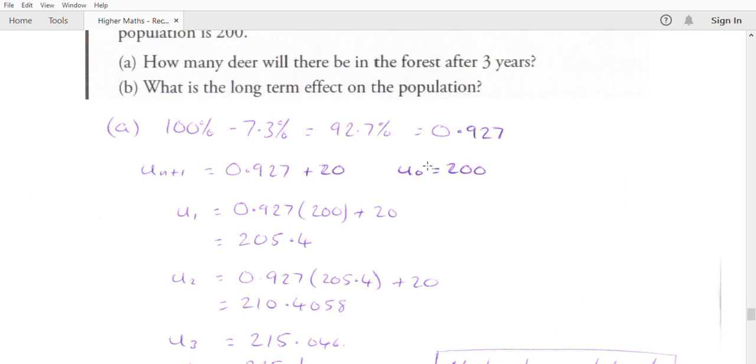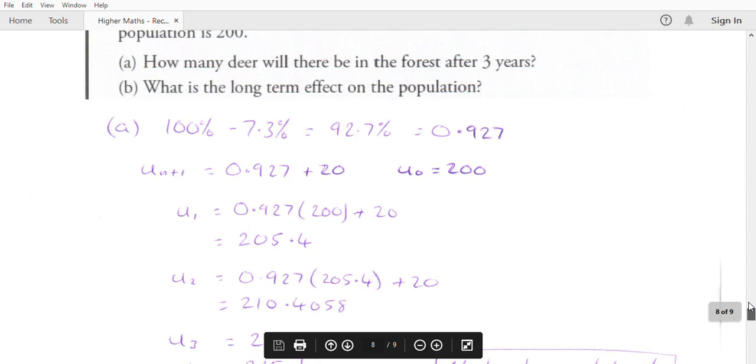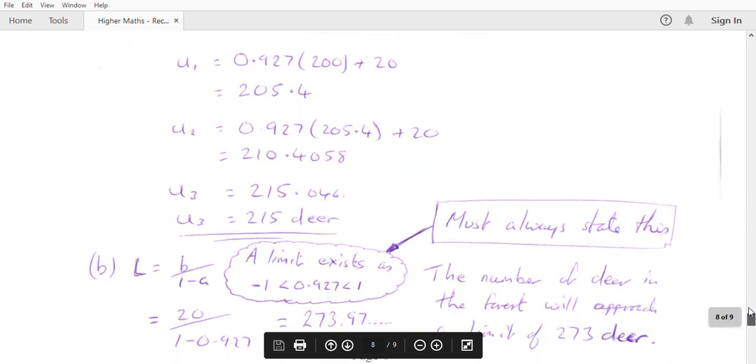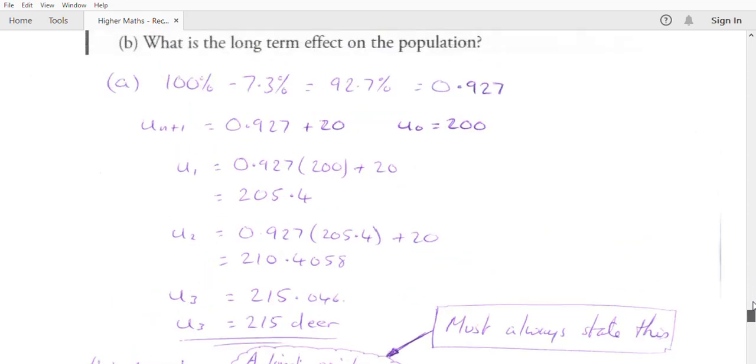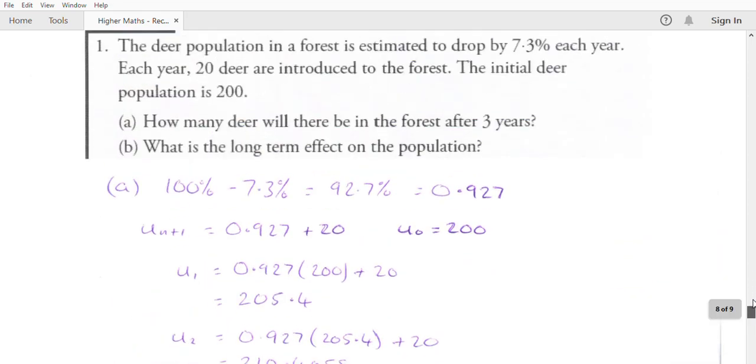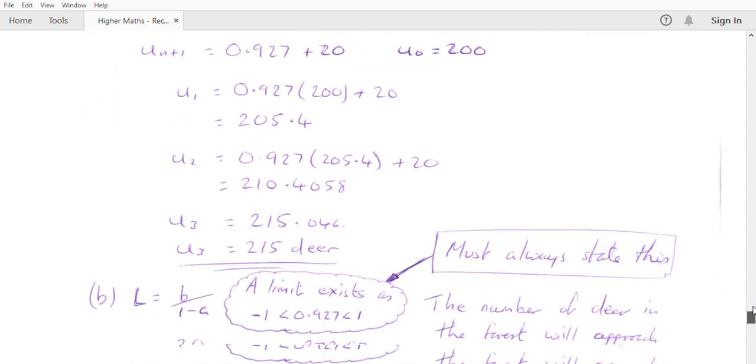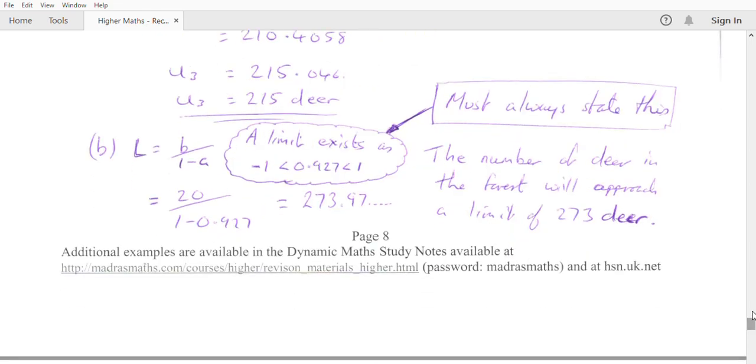Remember, we need our initial amount, we need our u_0. Then a little bit of number crunching using a calculator. u_1 is 0.927 multiplied by u_0, plus 20. And then calculate u_2 and u_3 in the same way. Nothing new there, but here's the new part, the limit part. What is the long-term effect on the population? It's essentially saying calculate the limit of the number of deer in the forest.